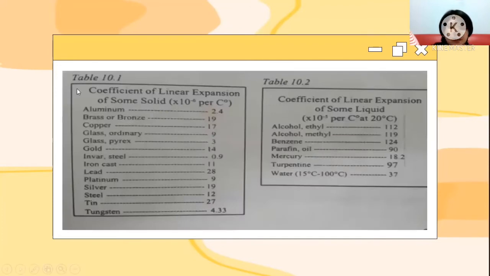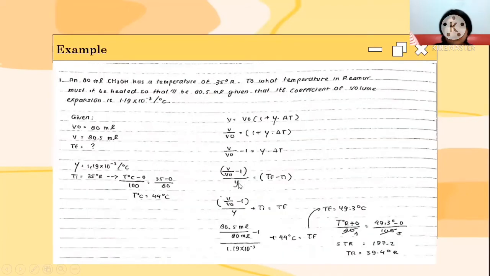Now, this is what I meant by it would be supplied in the test itself. See? Linear expansion, solid, linear expansion, liquid. Now, let's proceed to the question. An 80 milliliters of CH3OH has a temperature of 35 degrees Reaumur. To what temperature in Reaumur must it be heated so that it will be 80.5 milliliters, given that its coefficient of volume expansion is 1.19 times 10 raised to negative 3 per degree Celsius.